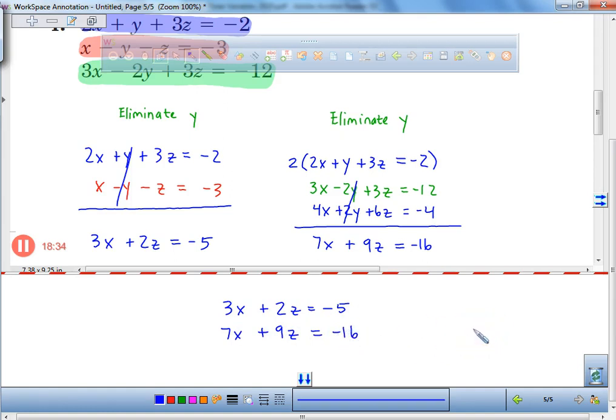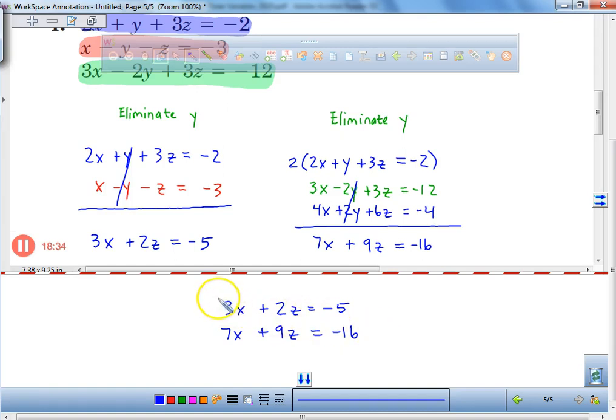Oh, great googly moogly. Now there's not just an easy way to do it. We have to choose one or the other, because if we add these together, nothing happens. If we add these together, they don't eliminate. Okay, so we have to make a decision. Are we going to eliminate the x's or are we going to eliminate the z's?